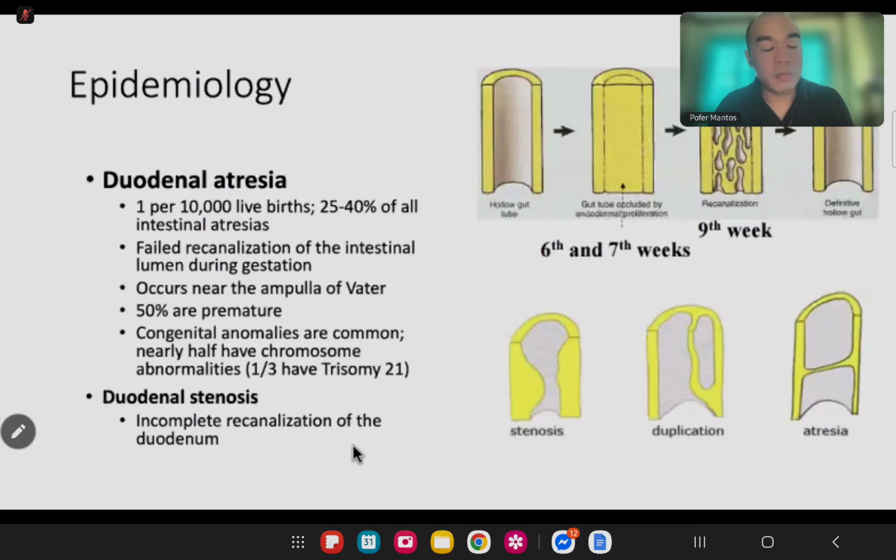As I have mentioned, duodenal atresia is due to failed recanalization of the intestinal lumen during gestation. Usually this should happen around the ninth week of life, but if there's a halt in the recanalization during this stage, this will happen. It is very common in patients who are premature and those with other congenital anomalies like Down syndrome. For duodenal stenosis, as I have mentioned, the recanalization is just incomplete.